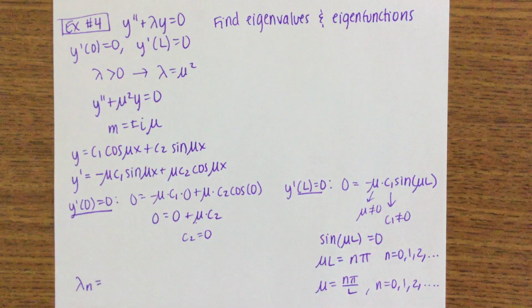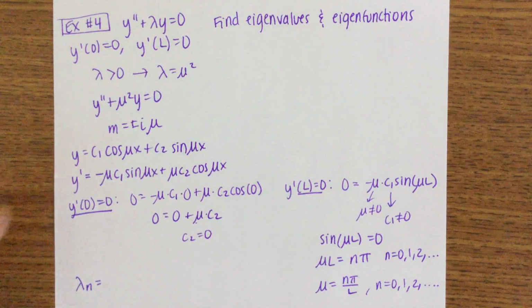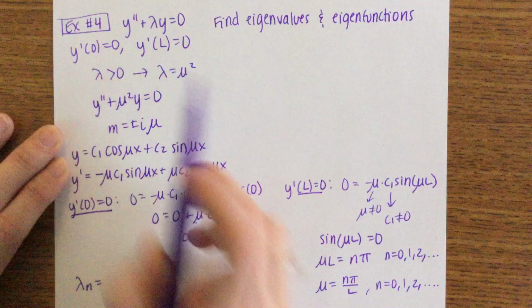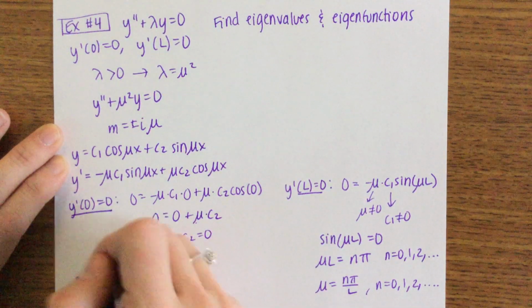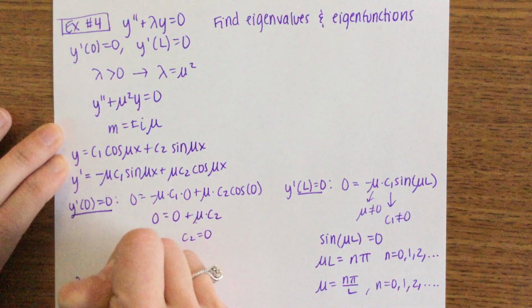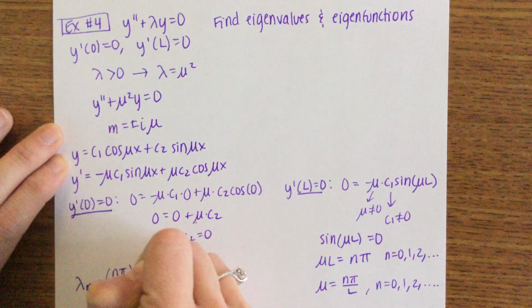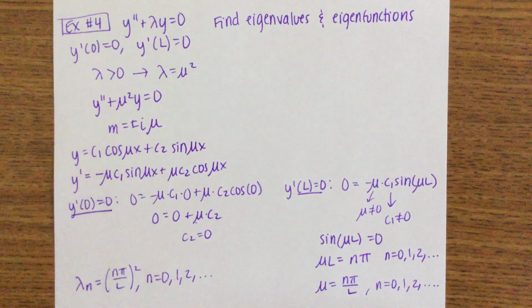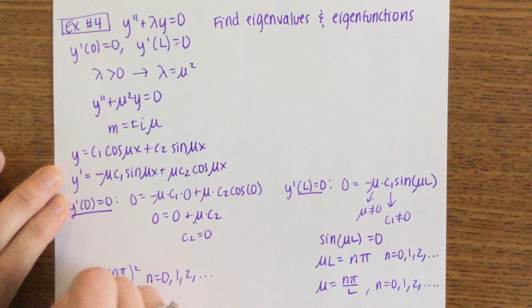Okay, so how does this help us? It helps us find the eigenvalues for which we have non-trivial solutions. All the way up here we said lambda was equal to mu squared. If we have mu, that means our eigenvalues are n pi over L squared when n is 0, 1, 2, etc. Those are the eigenvalues. Our eigenfunctions then.